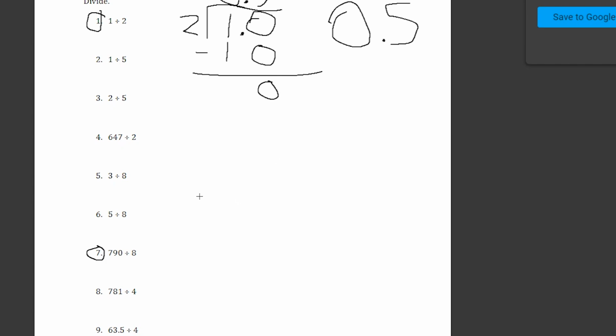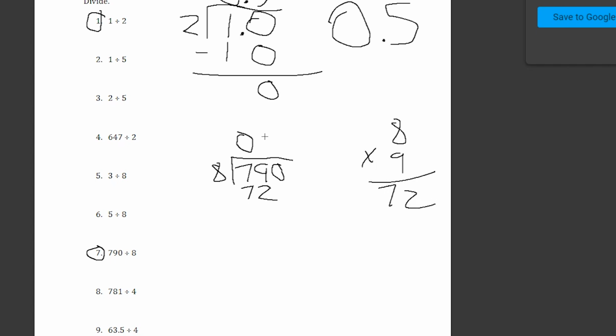For number 7, we have 790 divided by 8. So we always do division from left to right. So 7 divided by 8 isn't possible, so we're just going to put a 0 as a placeholder. And now we look at 79 divided by 8. And we can divide that by 9, which gives us 72, because 8 times 9 equals 72. So we're going to write the 9 up here.